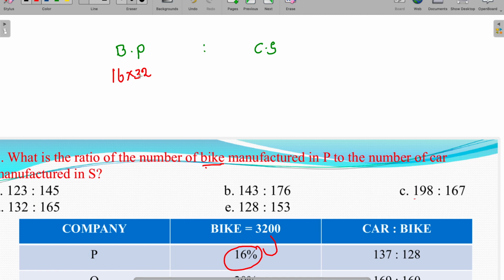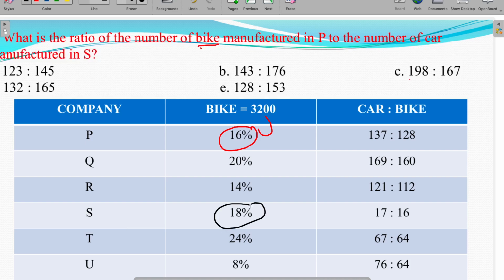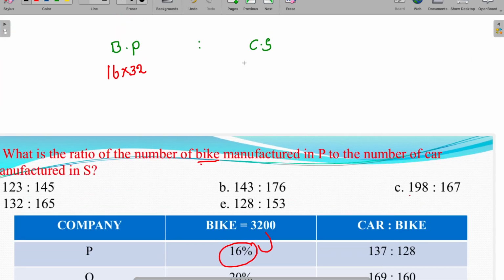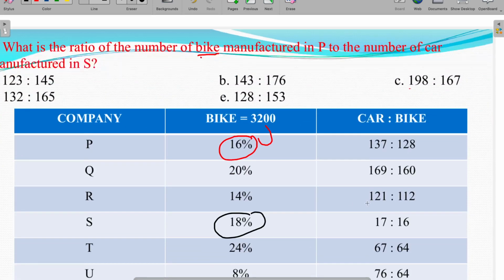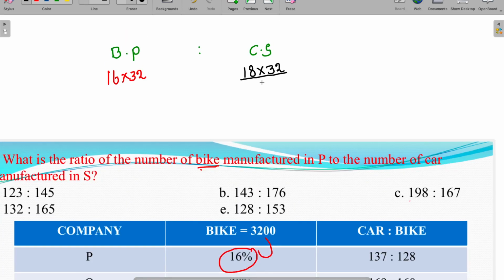Now method 2. 16 into 32 is the bikes manufactured in P. I want to find out cars in S. First find out bikes because we know the data for bikes. 18 percentage of 3200, that is 18 into 32. It is equal to 16 parts, but I want 17 parts, which means divided by 16 into 17. That is your answer. We have to solve this.